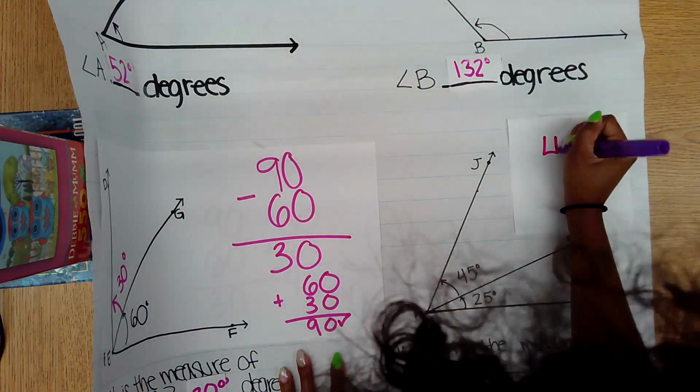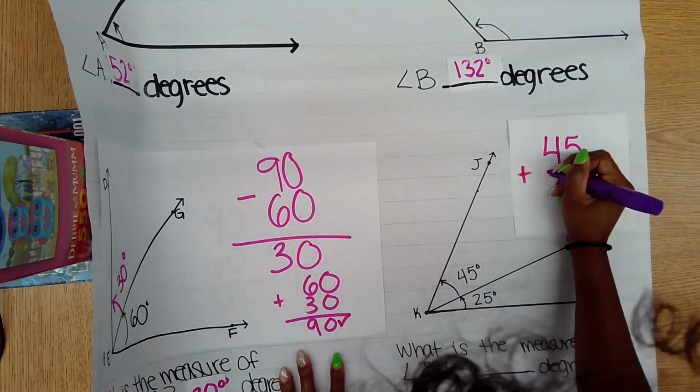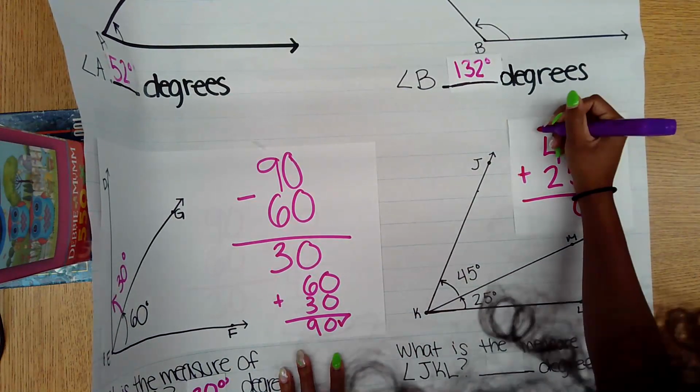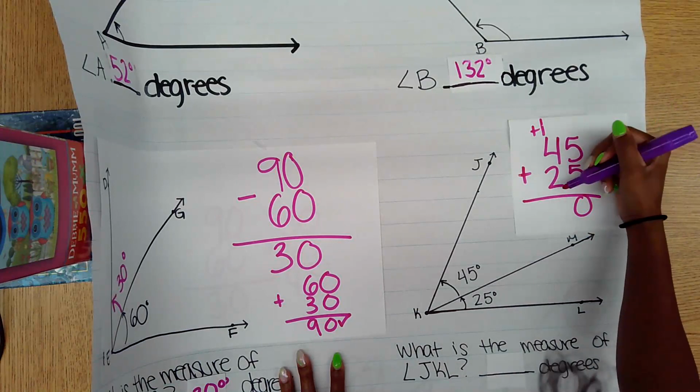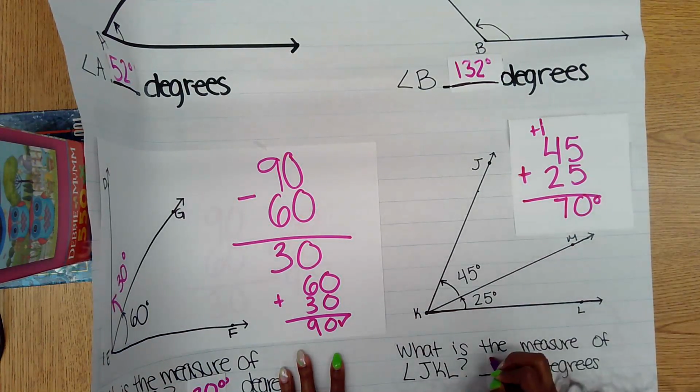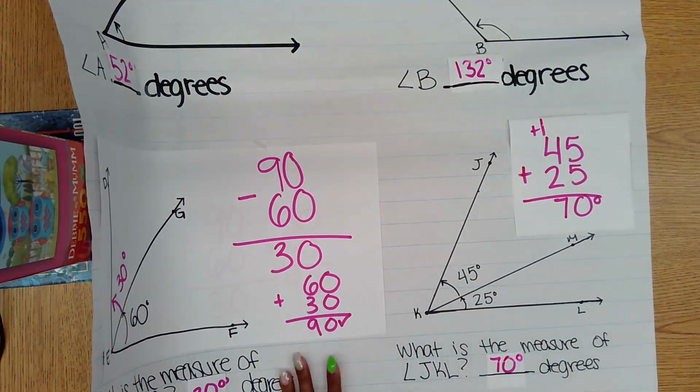So I can take 45 plus 25. 5 plus 5 is 0, plus 1. 4 plus 2 is 6, plus 1 is 7, so 70. So JKL, 70 degrees.